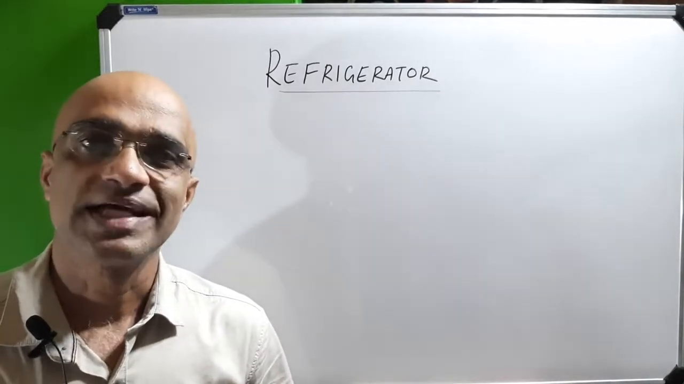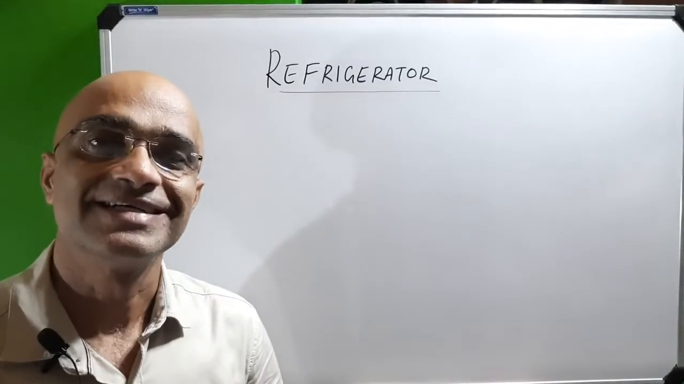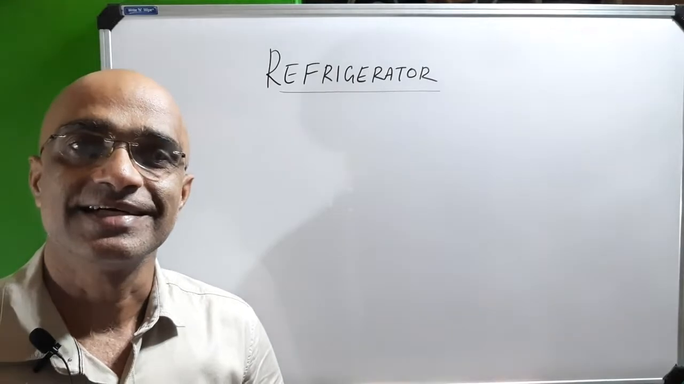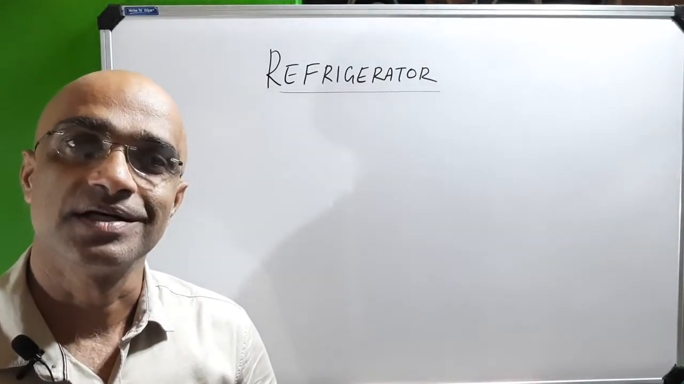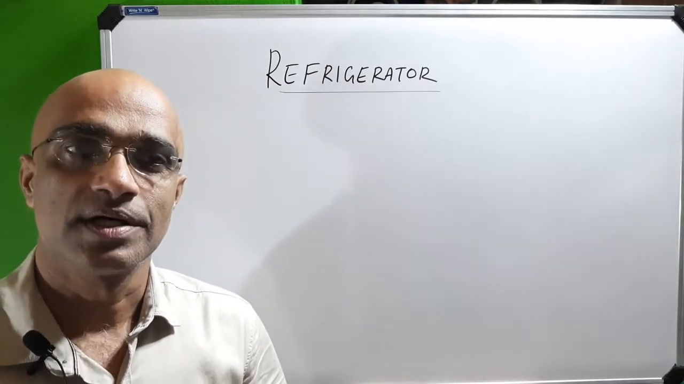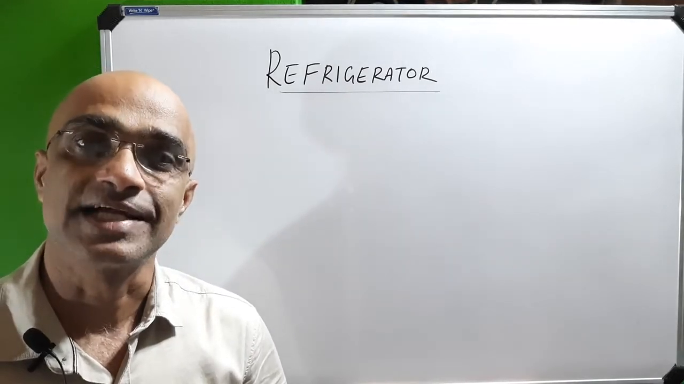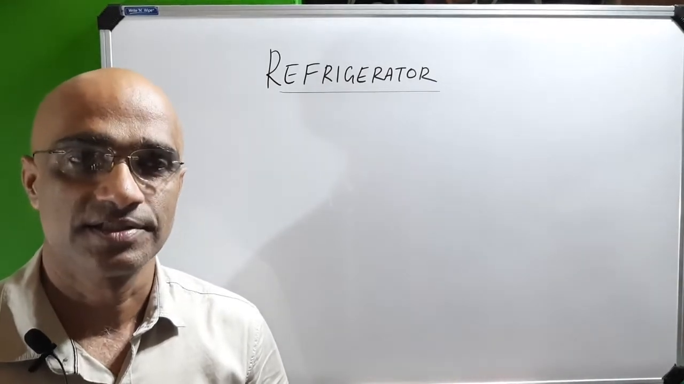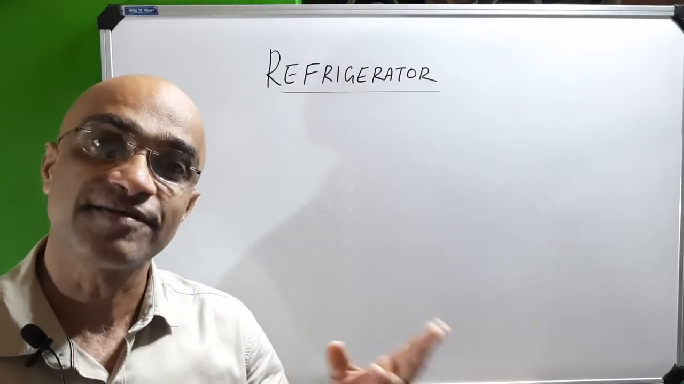Well, today we will learn the refrigerator. All of us have learned the Carnot's heat engine. The refrigerator is a household appliance that is used to keep our food products fresh. So it is clearly a Carnot's heat engine that works in the reverse order. So a refrigerator is a Carnot's heat engine that works in the reverse order.